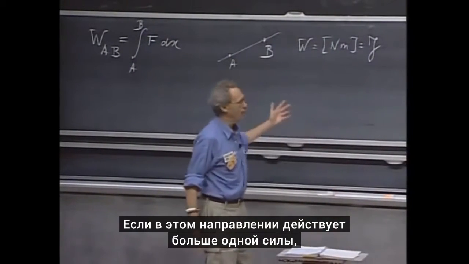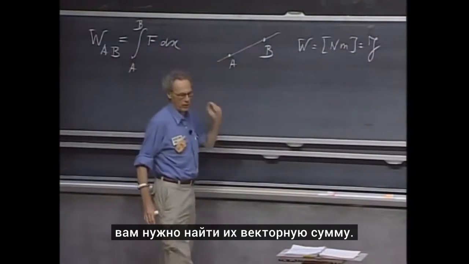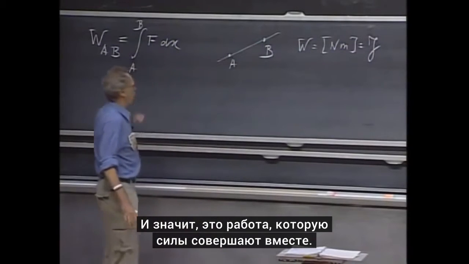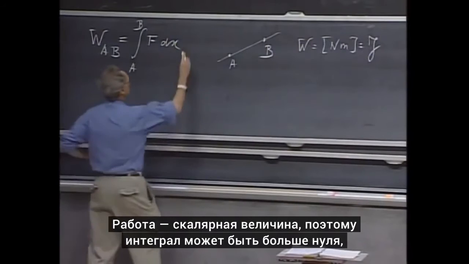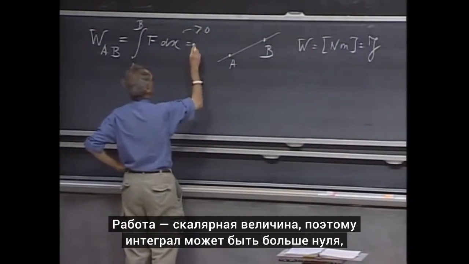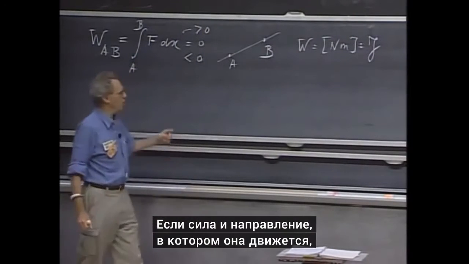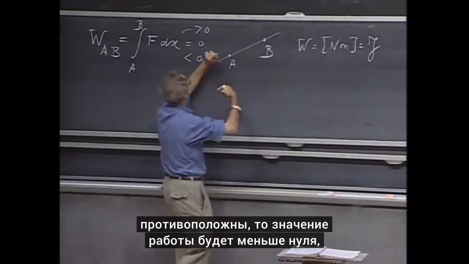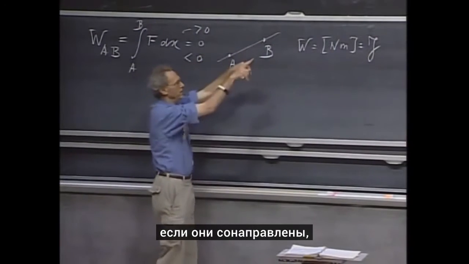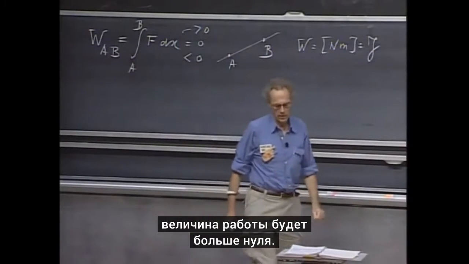If there's more than one force in this direction, you have to add these forces vectorially, and then this is the work that the forces do together. Work is a scalar, so this can be larger than 0, it can be 0, or it can be smaller than 0. If the force and the direction in which it moves are in opposite directions, then it is smaller than 0. If they're in the same direction, either this way or that way, then the work is larger than 0.